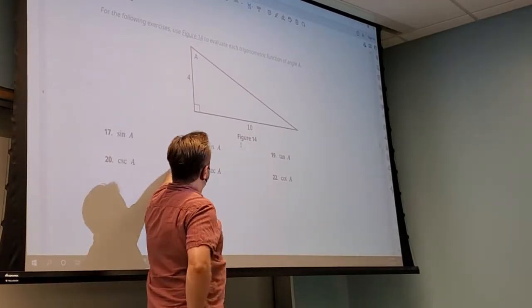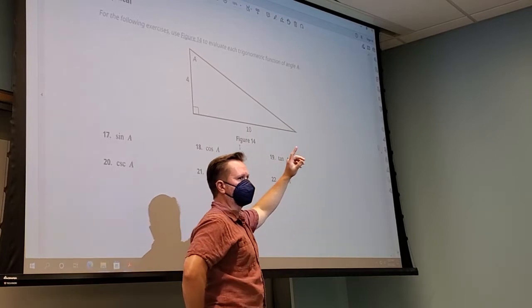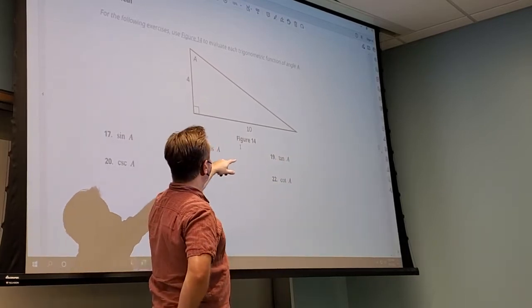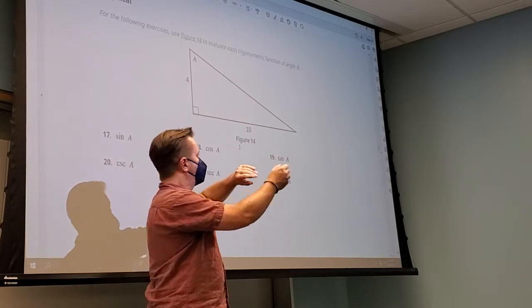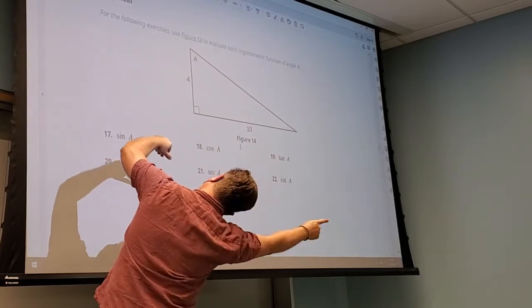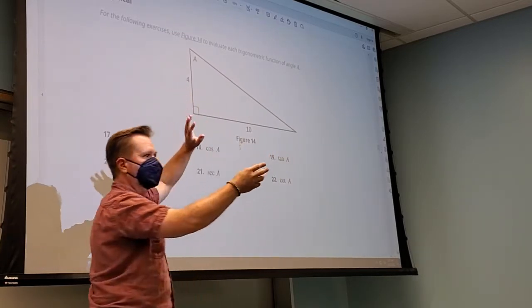Like if I want to know cosine of A, well, why is this one easy? Tangent A. Be really careful. Can somebody tell me what tangent A is? Good, 10 over 4, because it's like this, right? So what's the y side? 10. What's the x side? 4. So tangent of A would be 10 over 4. Bam.